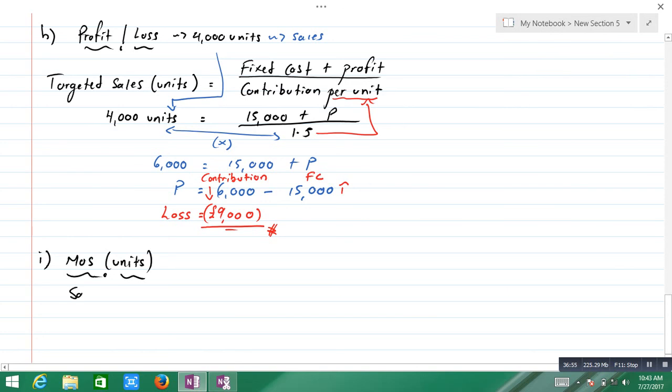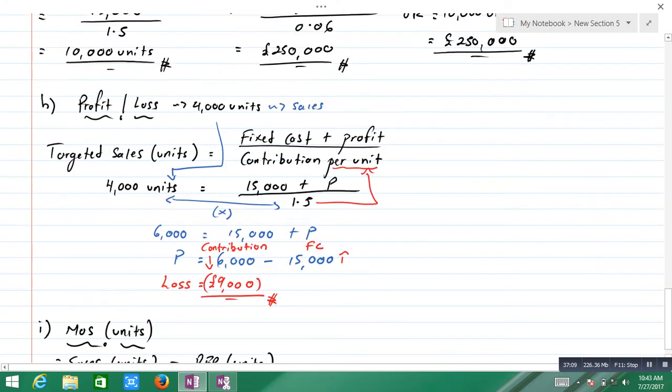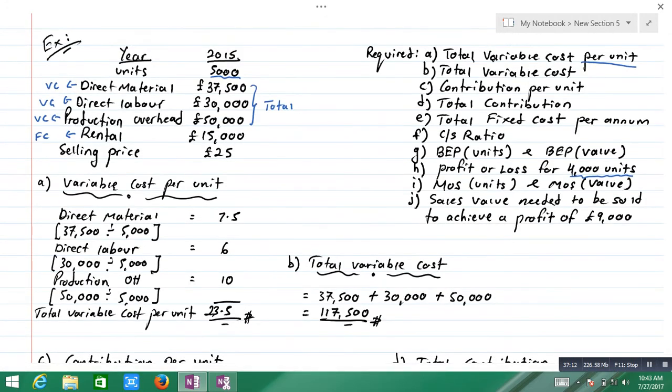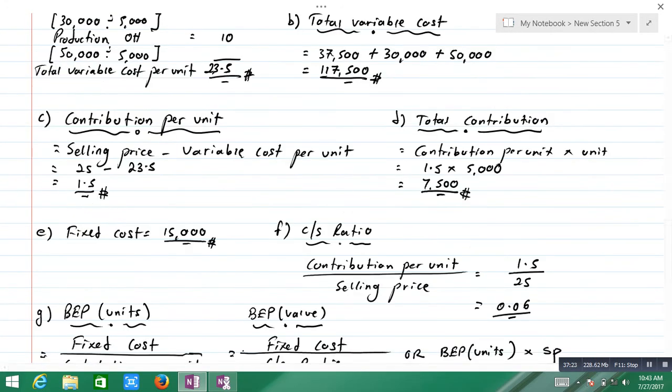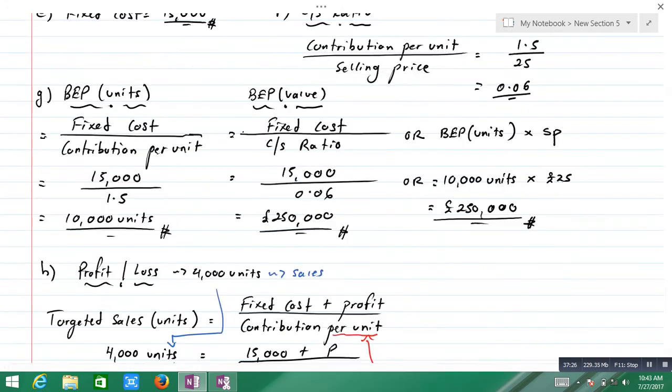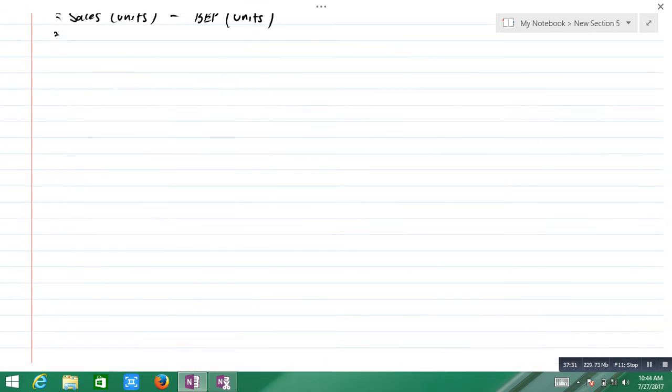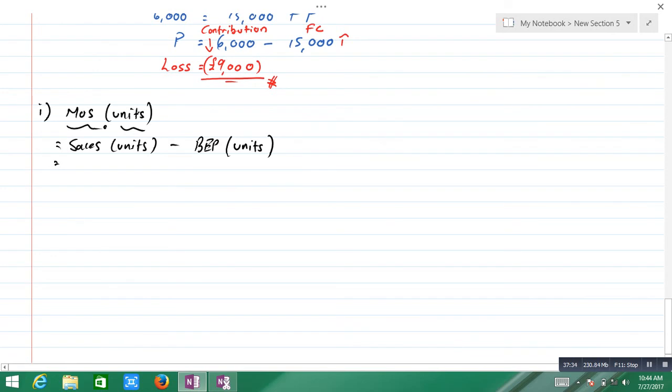So we're gonna take 5,000 units minus 10,000 units. That will give you 5,000 units negative. So that's basically margin of safety in negative.